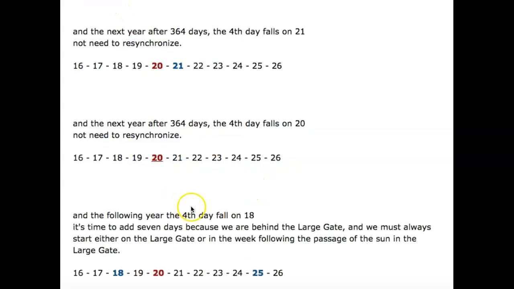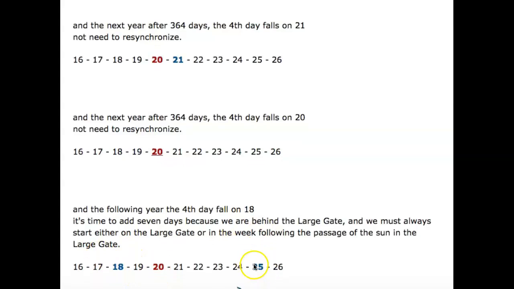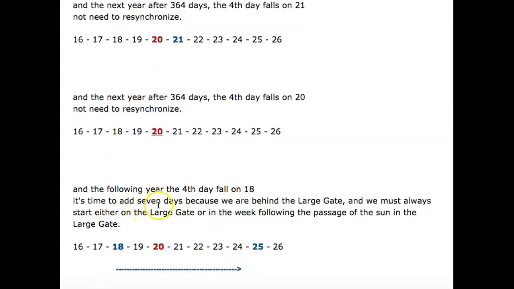And then following that, because one of the years it goes from the 20th through the 18th, then it goes back to the 25th right here. It's time to add 7 days because they're behind on the large gate, and we must always start either on the large gate or in the week following the passage of the sun in the large gate.